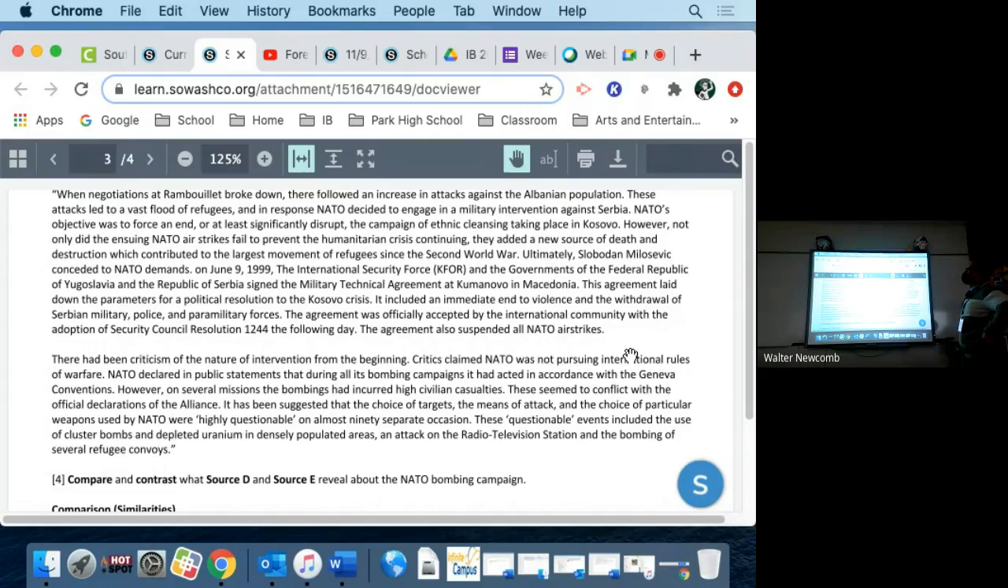When negotiations at Rambouillet broke down, there followed an increase in attacks against the Albanian population. These attacks led to a vast flood of refugees, and in response, NATO decided to engage in military intervention against Serbia. NATO's objective was to force an end, or at least to significantly disrupt, the campaign of ethnic cleansing taking place in Kosovo. However, not only did the ensuing NATO airstrikes fail to prevent the humanitarian crisis continuing, they added a new source of death and destruction, which contributed to the largest movement of refugees since the Second World War. Ultimately, Slobodan Milosevic conceded to NATO demands.